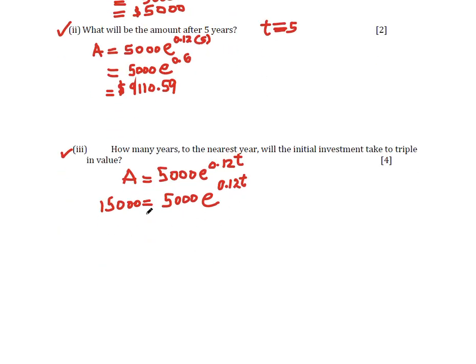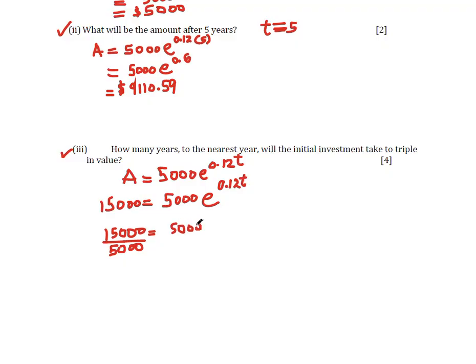So we're going to simplify this equation, and to simplify it, I first try to get rid of the term that is multiplied by the exponential, which is 5,000. To get rid of that coefficient for the exponential, we will divide both sides of the equation by that coefficient of 5,000.